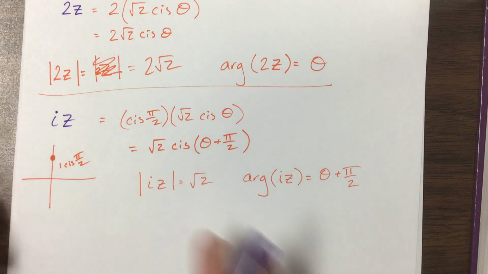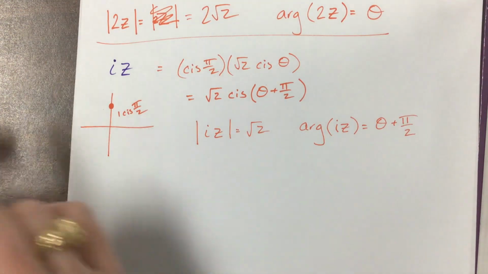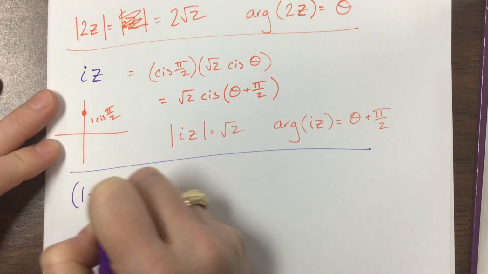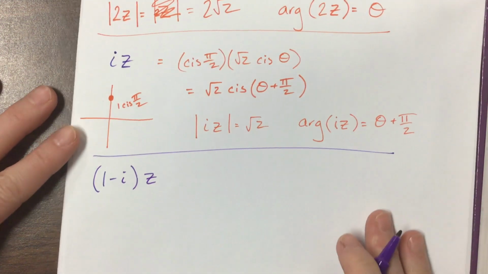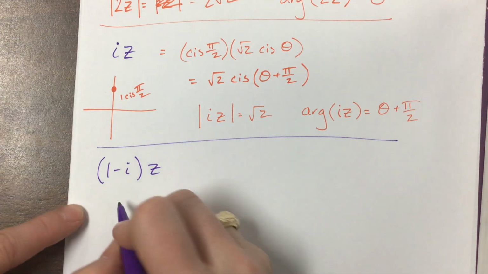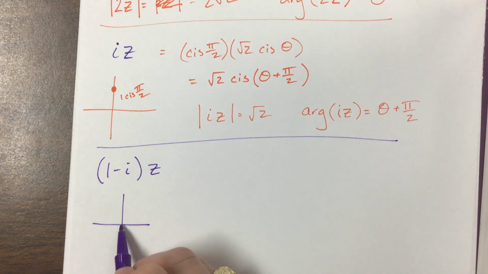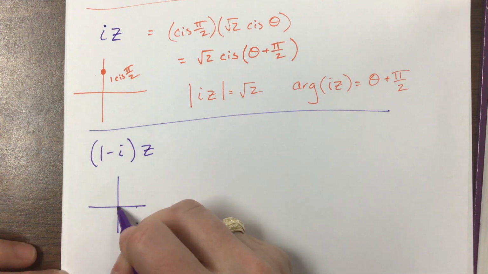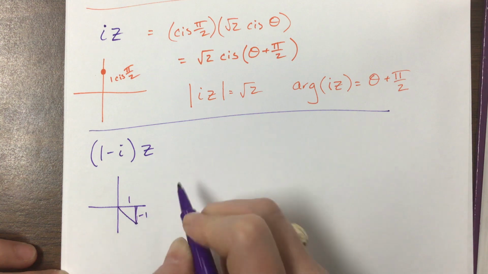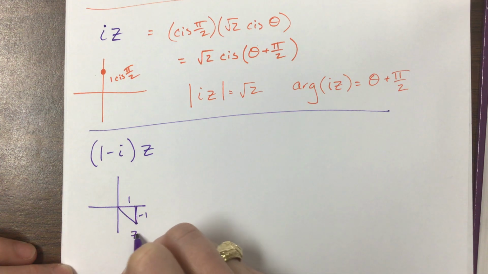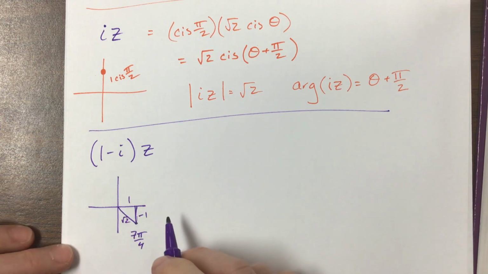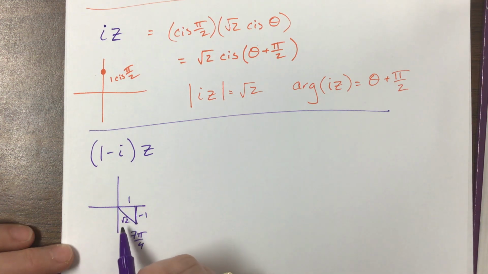Then the third example that they give us in the book is they want to know what is 1 minus i times z. Let's put 1 minus i in perspective. Its real value is 1, its imaginary value is negative 1, so we're doing something like this. Its modulus is root 2, and its argument is 7 pi over 4.